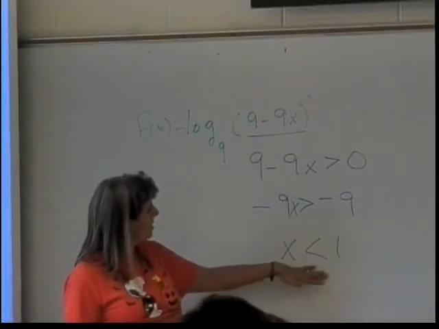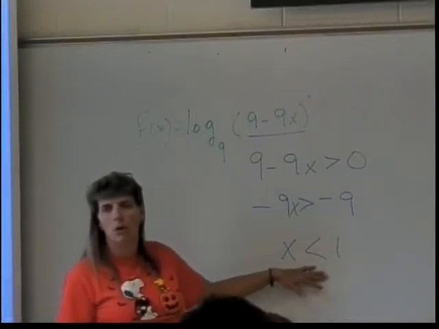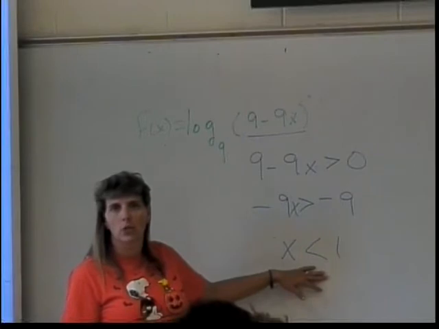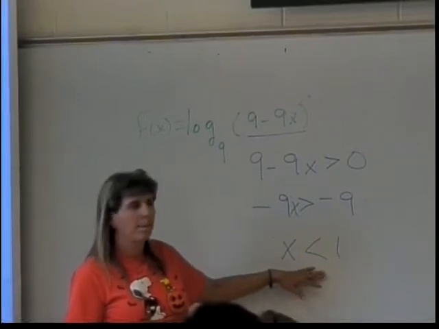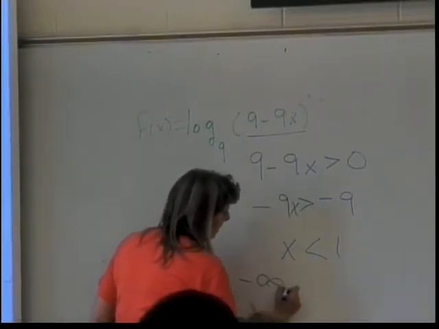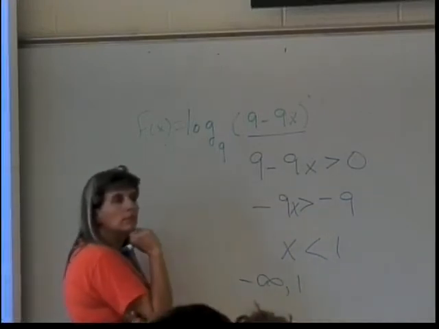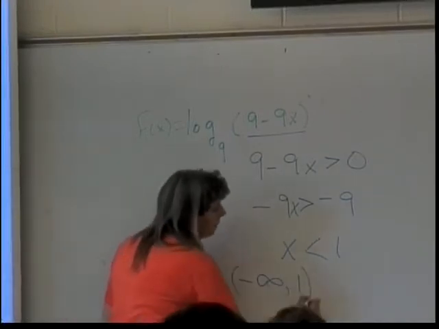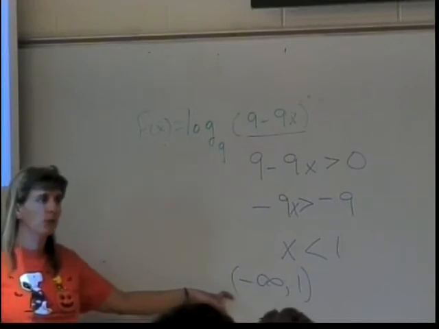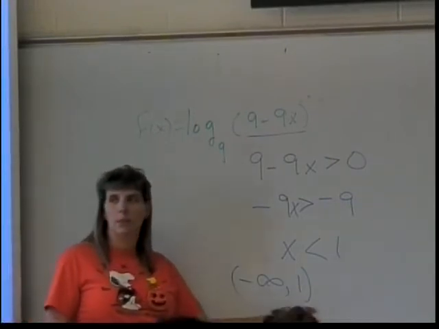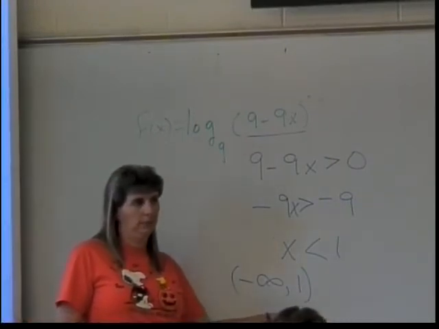How do I write x is less than 1 for my domain in interval notation? Negative infinity, comma 1, and I need parentheses on both ends. Infinities always have parentheses. This one has parentheses because it's not included.